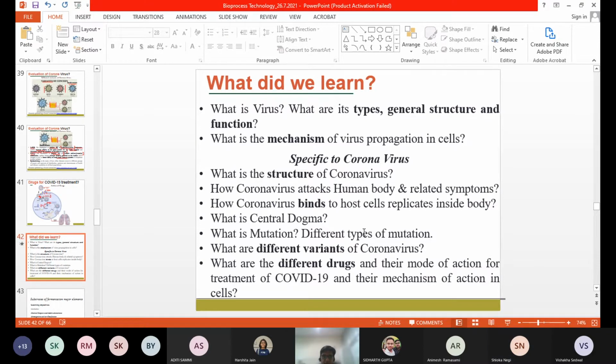And the next question, what is a mutation and the different types of mutation? Anyone? We have seen there are 5 types of mutation, and what is a mutation? So anyone else? Change in the basic structure, change in the genetic DNA sequence.